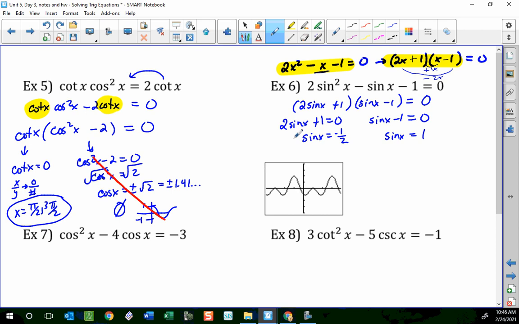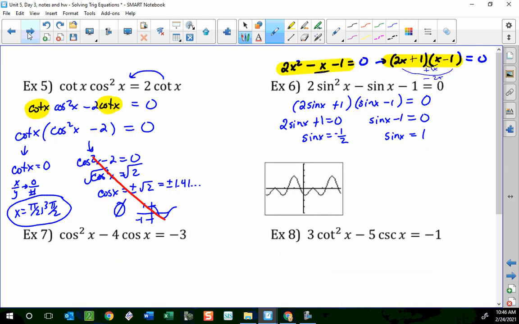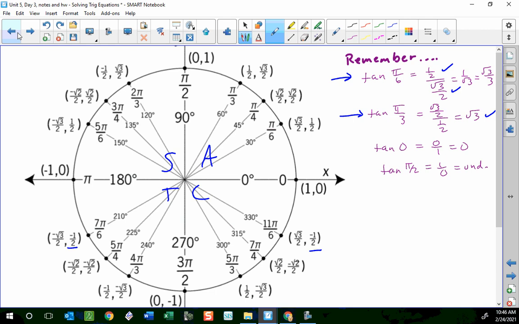When is the sine negative 1/2? Let's go take a look. Sine is negative 1/2. It has to be in these bottom quadrants. So the y value right there and right there. So 7 pi over 6 and 11 pi over 6. So I'm going to list all my answers. 7 pi over 6 and 11 pi over 6. And when is the sine 1? So I'll go back here. When is the sine 1? So the y value is 1. There it is right there. So I'm going to say pi over 2.